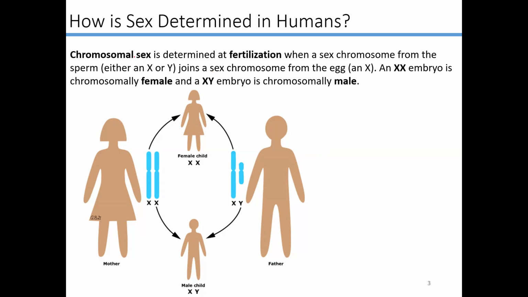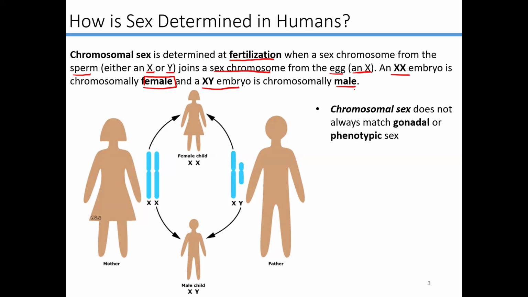Typically, chromosomal sex is determined at fertilization, when a sex chromosome from the sperm, which is going to be either an X or a Y, joins with the sex chromosome from an egg, which is always going to be an X. This combination, if it's XX, is going to give us a female. And if we have an X and a Y, that is going to give us a male.